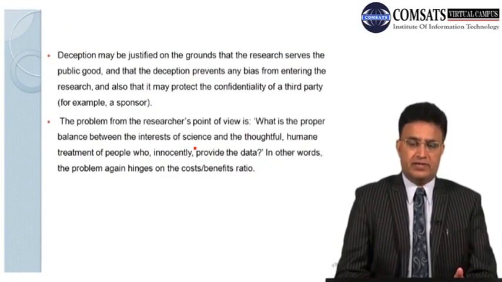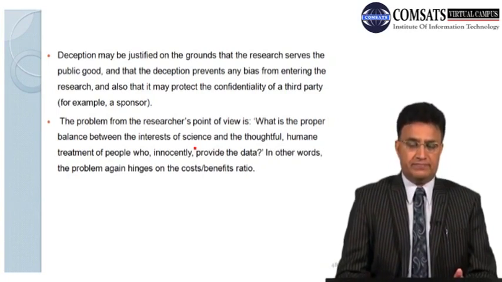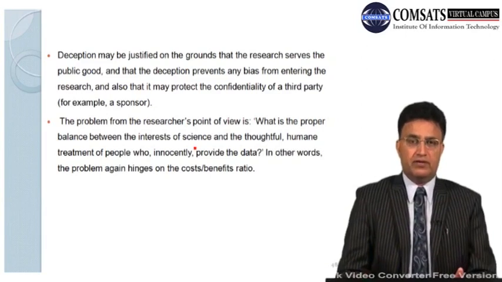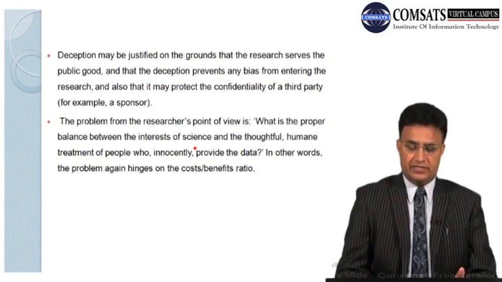Deception may be justified on the grounds that the research serves the public good and that the deception prevents any bias from entering the research, and also that it may protect the confidentiality of a third party. The problem from the researcher's point of view is what is the proper balance between the interests of science and the thoughtful, humane treatment of people who innocently provide the data. In other words, the problem again hinges on the cost-benefits ratio.